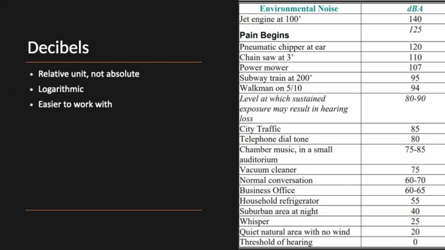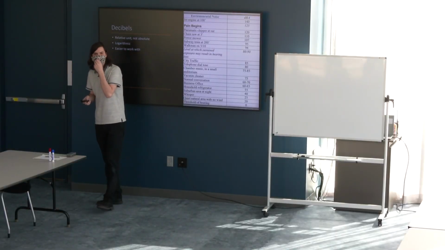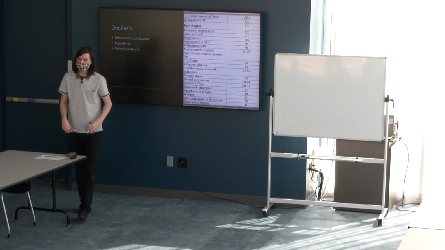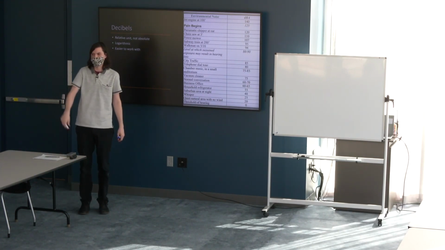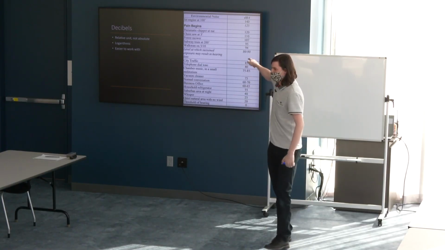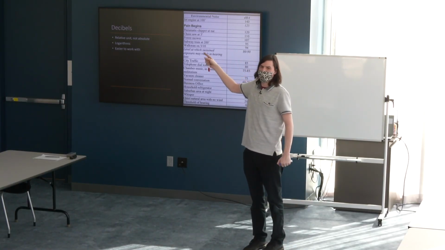Decibels. So the interesting thing about decibels is that they're a relative unit. They're not an absolute unit. And that's what makes them confusing, I think. So an absolute unit is like if I have a ruler and you have a ruler, they should be the same. Decibels are relative. They change depending on the situation you're in.